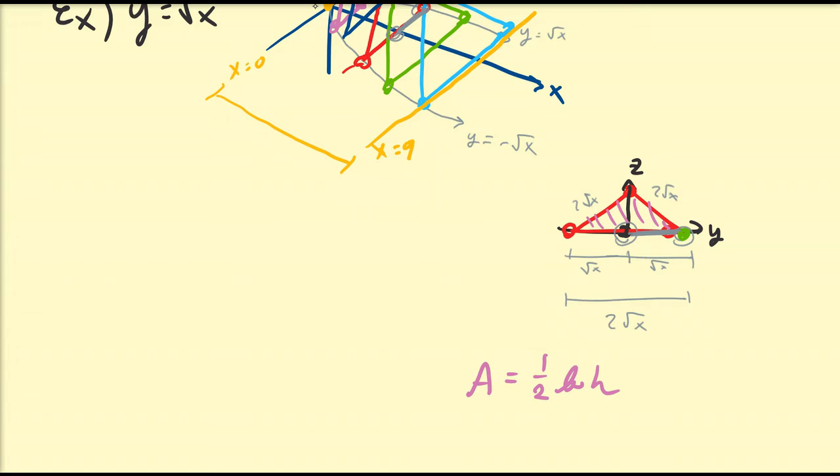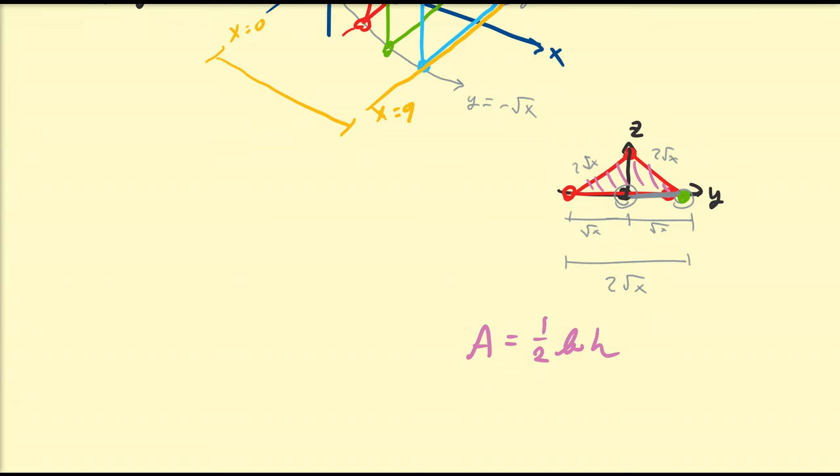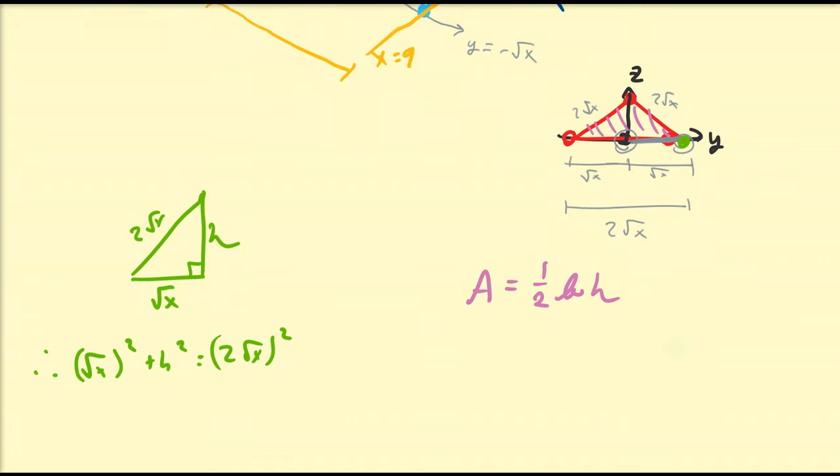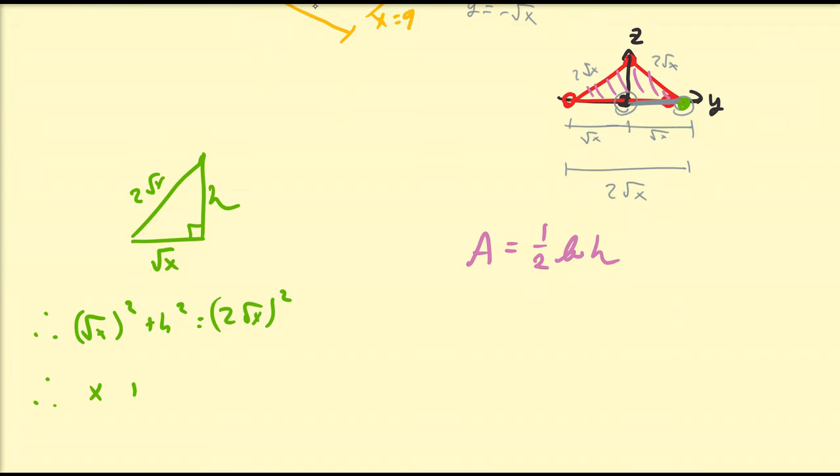How can we find the height of that triangle? We can look at only one of those pieces. This is going to be the square root of x, this is going to be 2 square roots of x, and we want to know the height. By the Pythagorean Theorem, the square root of x squared plus h squared must equal 2 square root of x squared. The square root of x squared is just x, plus h squared is equal to 4x. So h squared must be equal to 3x, which means h is the square root of 3x.